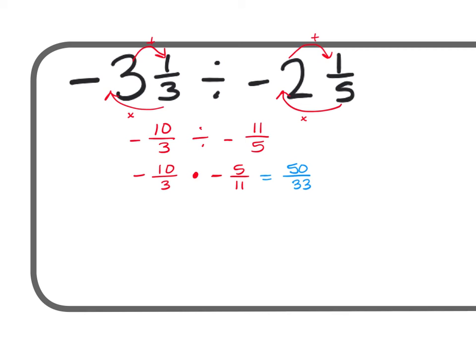And then think about your signs. We have a negative times a negative. We're multiplying the same sign, so we're going to have a positive sign. And we could leave this as 50 over 33, but we would prefer to write it back as a mixed number. So I'm going to go over here to the side and say 33 will go into 50 one time with the remainder of 17. So that would be 1 and 17/33.